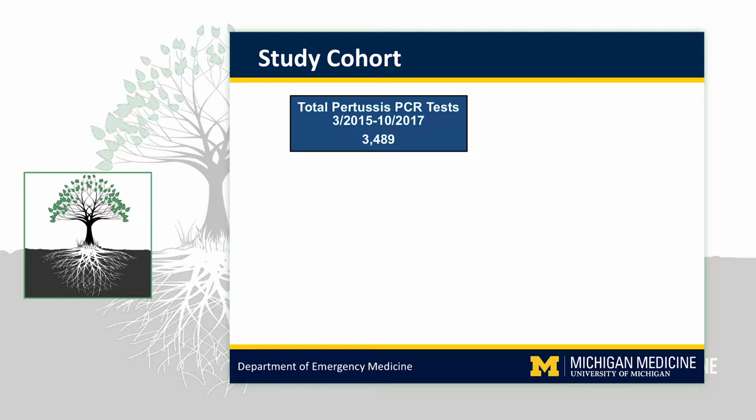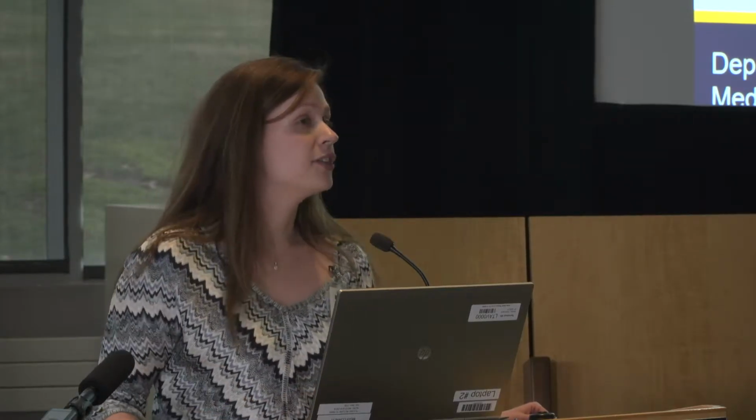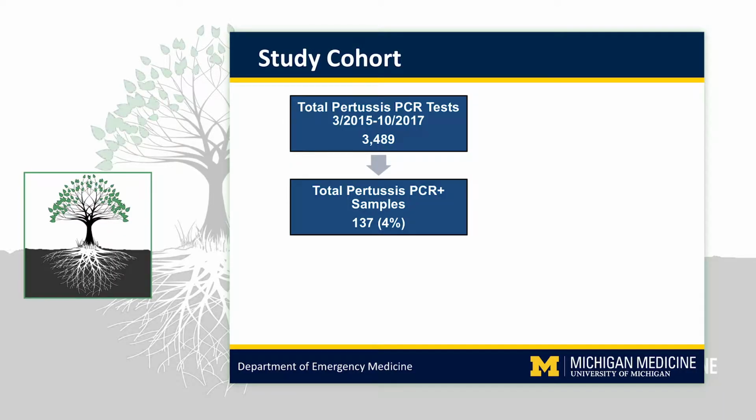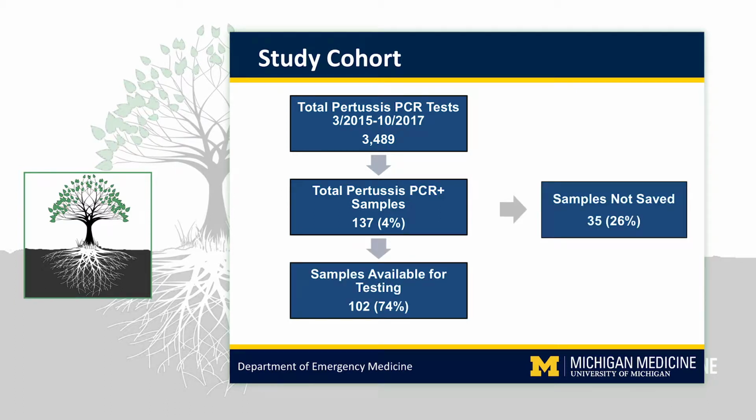Approximately 3,500 patients were tested for pertussis between March of 2015 and October of 2017. Of those, 137 patients were positive for pertussis, and this is approximately 4% of samples. Of the positive pertussis PCR samples, 102 were saved and available for testing, and this was the cohort used in my study.